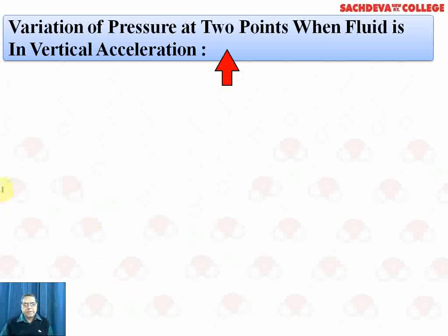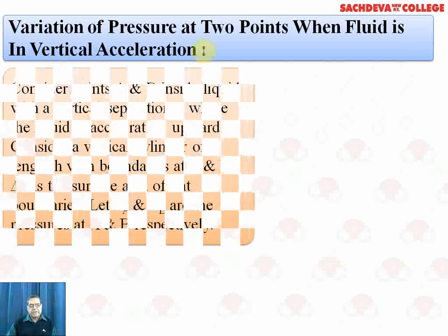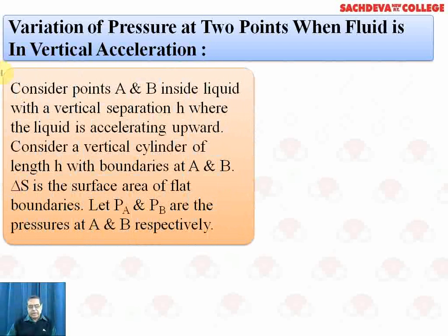Now, variation of pressure at 2 points when fluid is in vertical acceleration. Horizontally there is no acceleration, but the fluid is flowing vertically, that is from top to bottom or from bottom to top. Then what will be the acceleration? Now consider, again, the 2 points A and B inside the liquid.